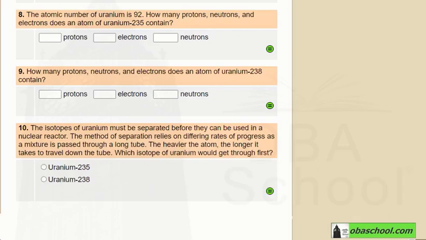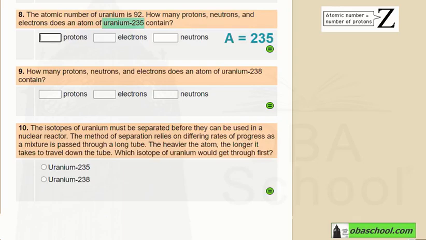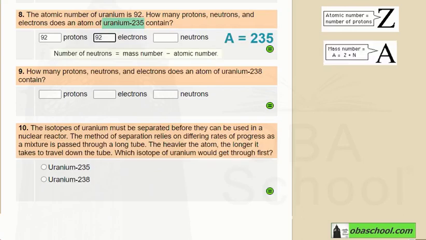So what's the number of protons? Number of protons is equal to the atomic number, which is 92. And since it's an atom, the number of protons equals the number of electrons, which is 92 as well. What about the number of neutrons? Well, number of neutrons equals the mass number minus the atomic number. So 235 minus 92 will give us 143.